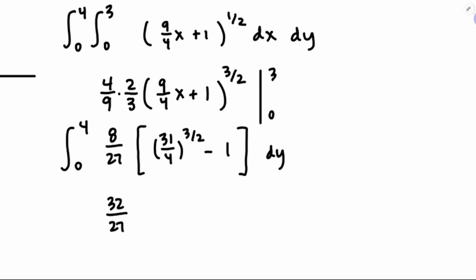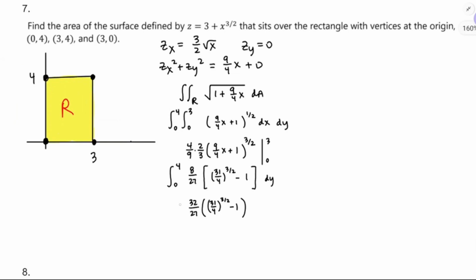It looked so promising, right? That 9/4 x was going to be a square number. Or no, it wasn't exactly. It was going to be 27. Okay, so I know it's just fool's gold. All right, 32/27 times 31/4 to the 3/2 power, subtract 1. And that's going to be our exact value for that surface area.